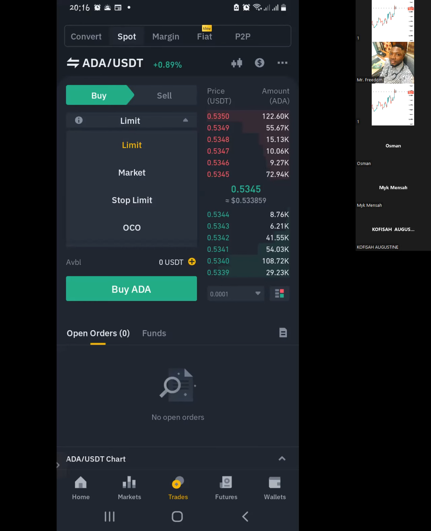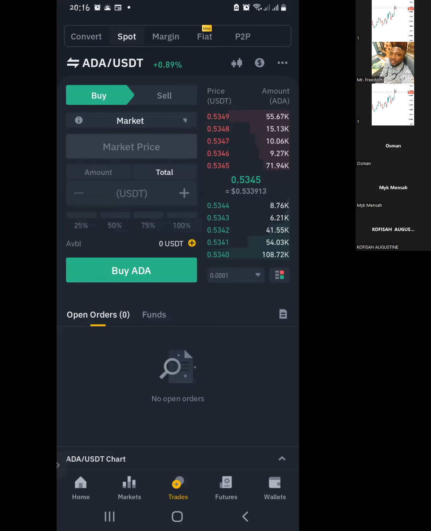So let's start with market. Now, when you are setting up a trade and you use market, what you are saying is that you want your trade to execute at the current available market price. When you look to the right side of the screen, you can see the price written there, 0.5349. Above it, you have sell orders. The ones in red are sell orders. Those are people who are selling ADA. Below it are people who are buying ADA, the green ones.